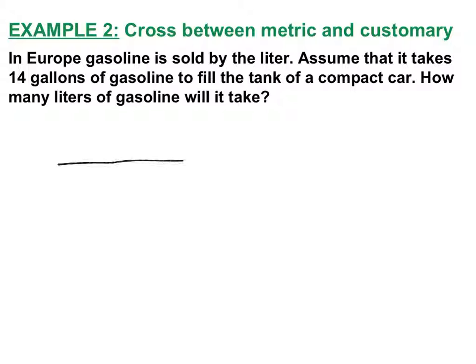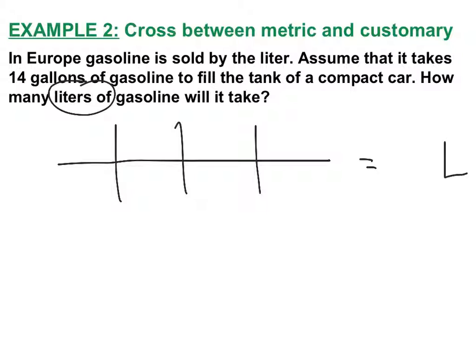So I'm going to start with my railroad method again. And in the end, I want liters. So I know my final answer is going to be liters, and that means I want to start with liters on top this time. I can look at my conversion factor and I know that 1 liter is equal to 1.057 quarts. Oops, quarts is with a Q. And that's the conversion that gets me from metric to customary.